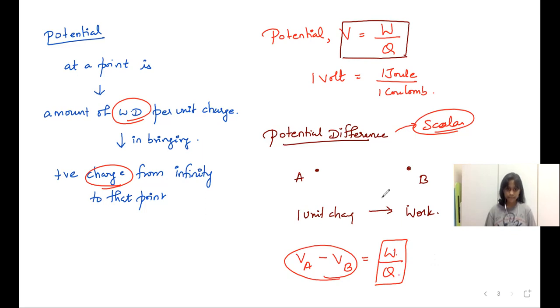So what is the unit of potential difference? It's the same, 1 volt, which is nothing but 1 joule per coulomb. The next idea is interesting, which is called resistance. Here we will be starting to discuss Ohm's law.